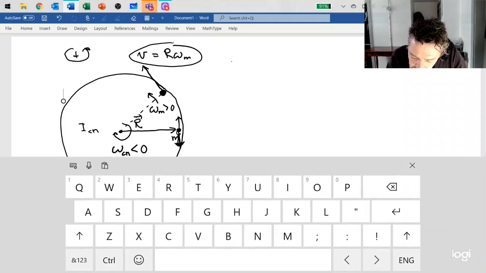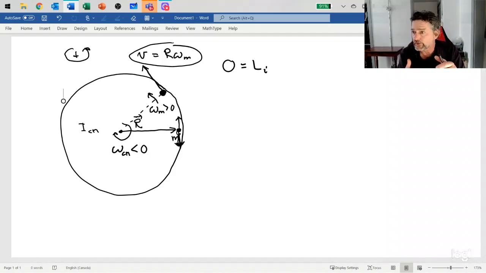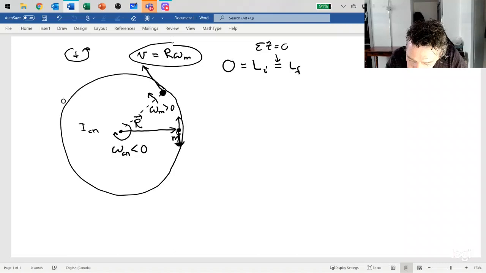Okay, and so you say 0 is the initial angular momentum, and when the angular momentum is positive, we're talking about a counterclockwise rotation, or the angular momentum vector is up. So the initial angular momentum is 0, and that has to equal the final angular momentum, and that's because the sum of the torques is equal to 0. Okay, there's no net torque on the system.